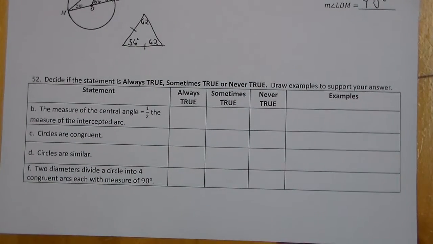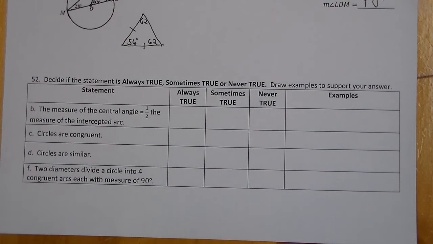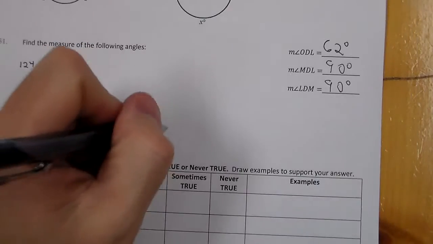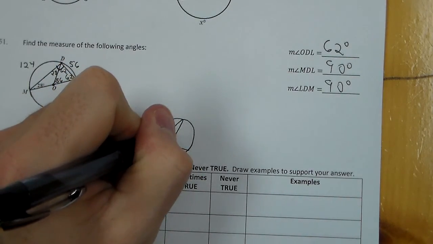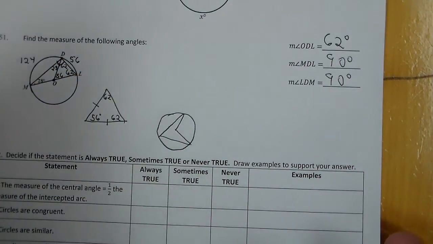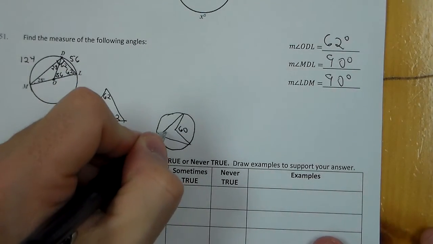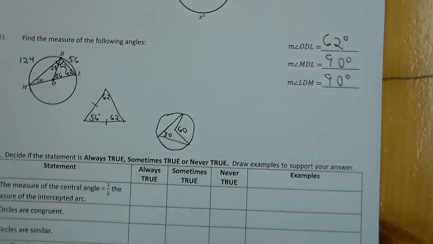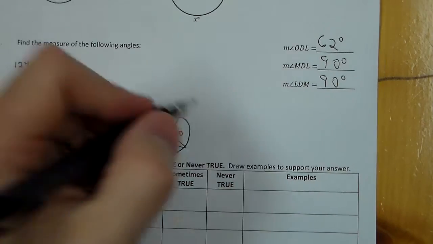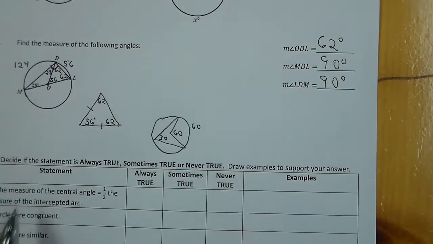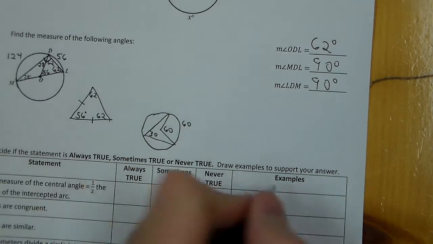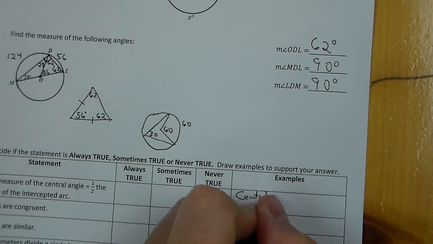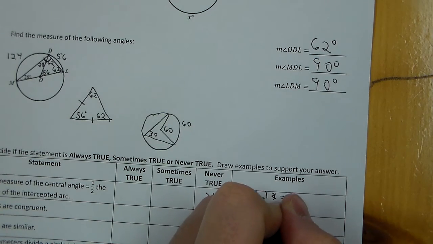Okay, some always true, sometimes true, never true. The measure of the central angle is half the measure of the intercepted arc. So I'm going to draw an example of that just to make sure I'm careful with the 1/2 idea. So let's say I have a central angle and it is 60 degrees. That means the inscribed angle is 30 and the arc is 60. Well, that's saying the arc is half. That is never true. The central angle equals the arc.